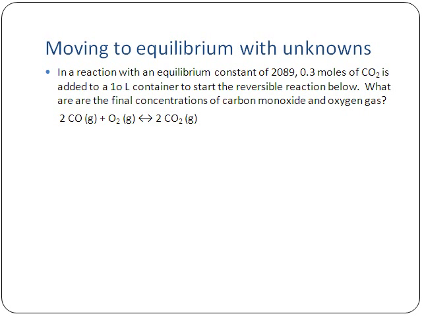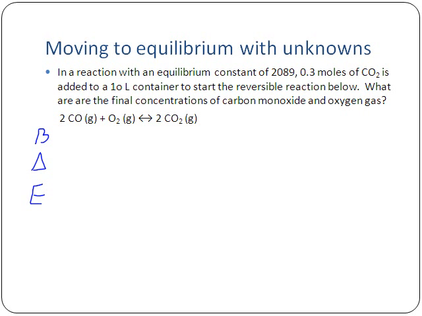All right. In a reaction with an equilibrium constant of 2089, 0.3 moles of CO2 is added to a 10-liter container to start the reversible reaction below. What are the final concentrations of carbon monoxide and oxygen gas? So we have 2CO plus O2 reversibly yields 2CO2. And we're going to set this up the same way that we had before, in that we want to have our before, our change, and our equilibrium position here.